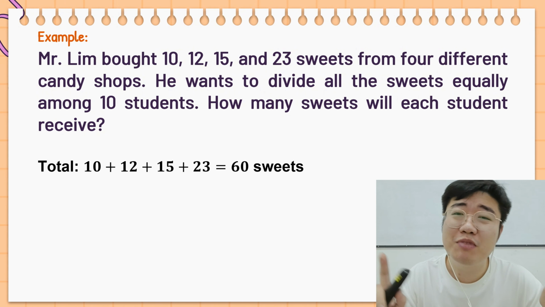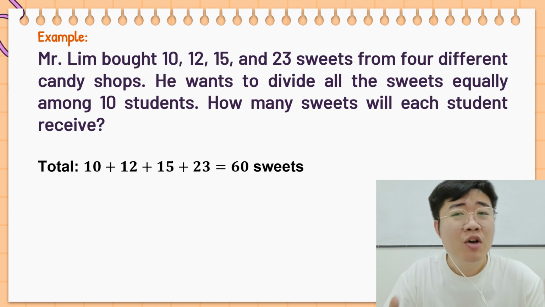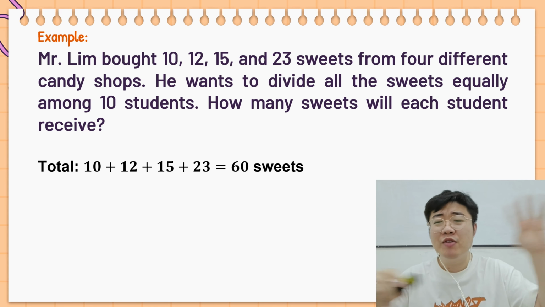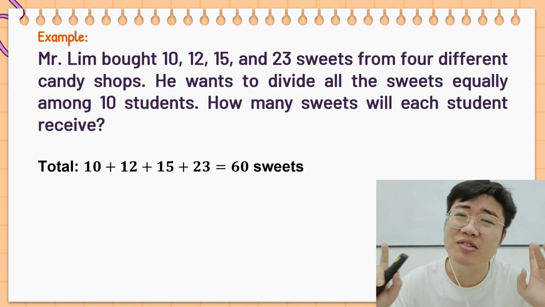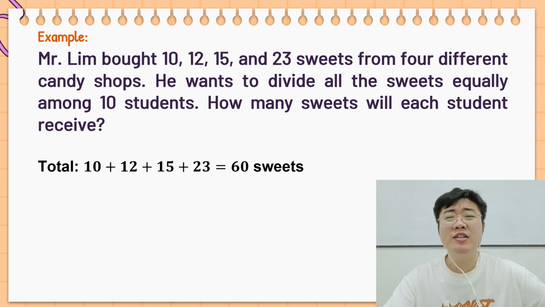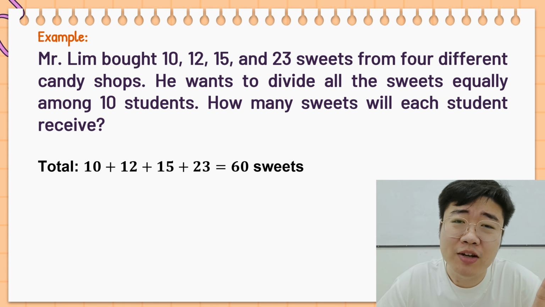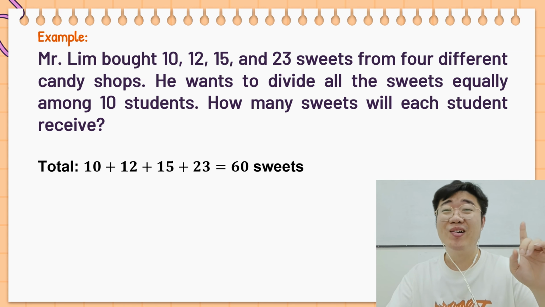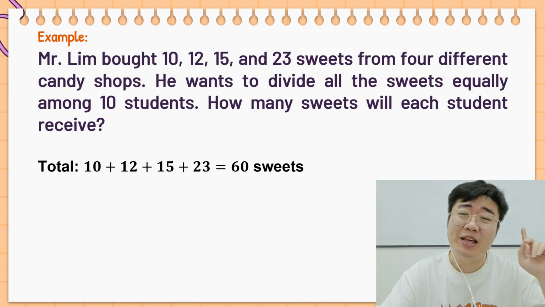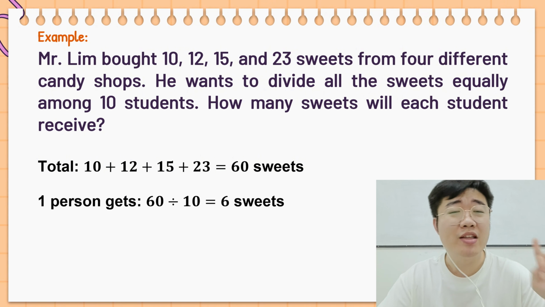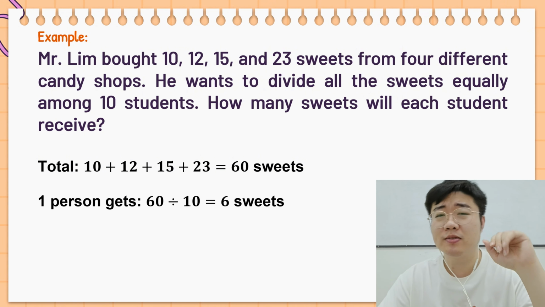10 plus 12 plus 15 plus 23. We add the candies from the 4 shops together. Altogether, we got 60 sweets. Now, if this is distributed among 10 students, how many sweets will each of them receive? Oh, this is where the division comes into place. So 60 divided by 10, each person receives 6 sweets.